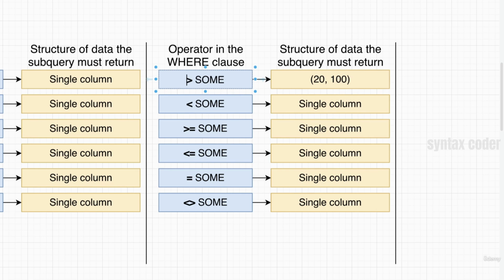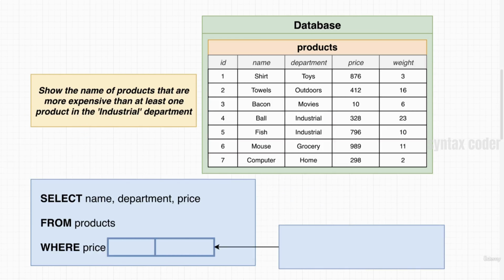So that's pretty much it for sum. We're just making sure that one value, which is placed on the left-hand side, is greater than, less than, greater than or equal to, etc. at least one value placed on the right-hand side. So to understand what's going on here, let's take a look at a quick example. In this case, we want to show the name of products that are more expensive than at least one product in the industrial department.